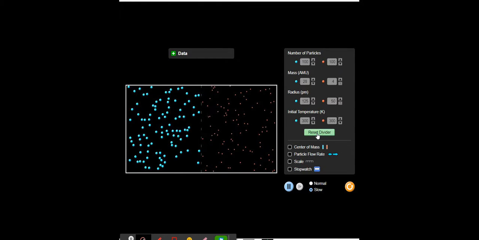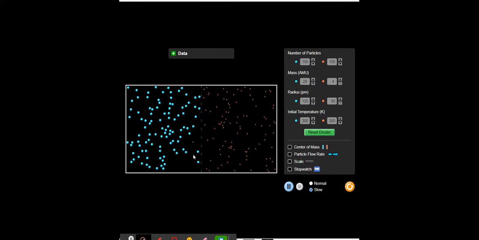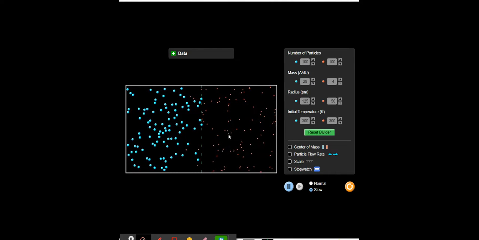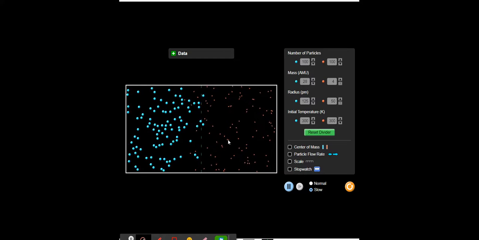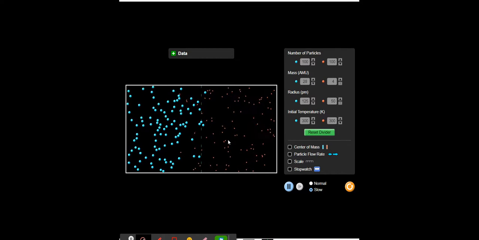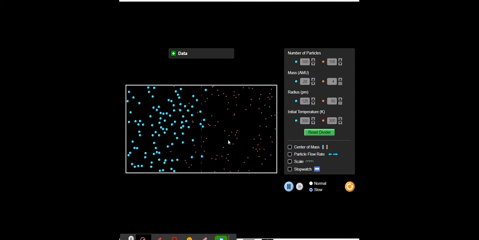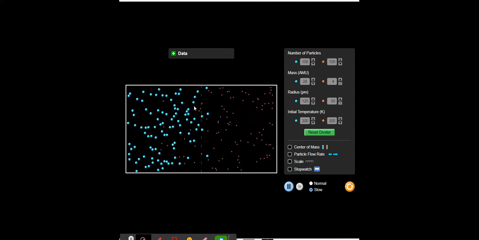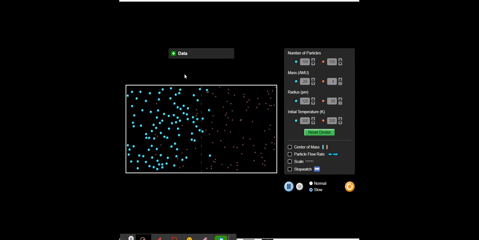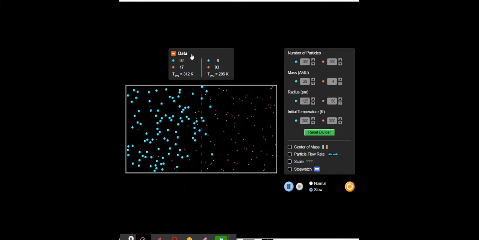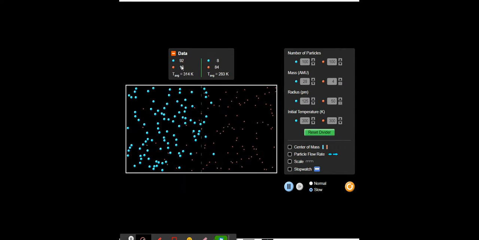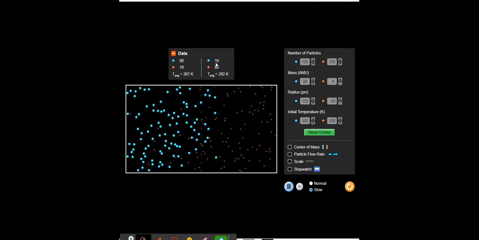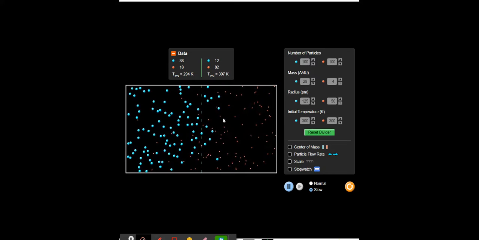Remove the divider, and you'll see a lot more of the red is going to reach the left side before the blue reaches the right. Okay, and why is that? That's because they're traveling at a much higher velocity. Since they're traveling at a higher velocity, they're going to diffuse more quickly than the blue. And let's see, what's the data show us? So far I have 17 red on the left, and I have 10 blue on the right.